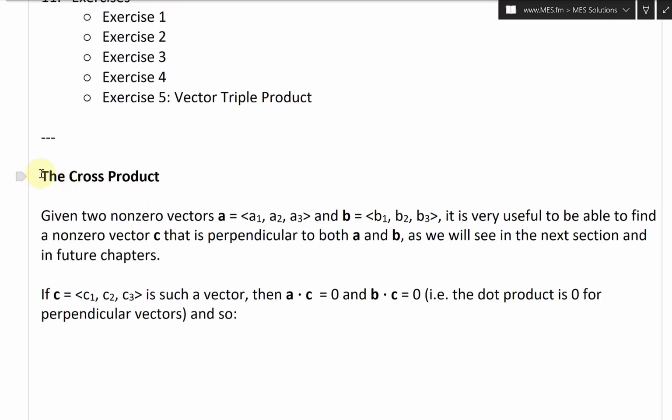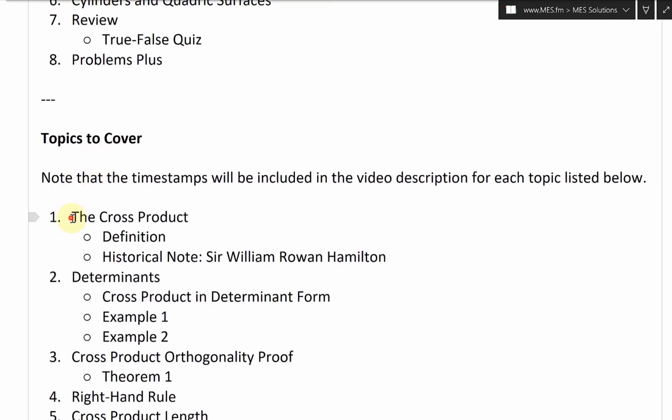All right, so let's jump right in. So the cross product, and that's this part right here.